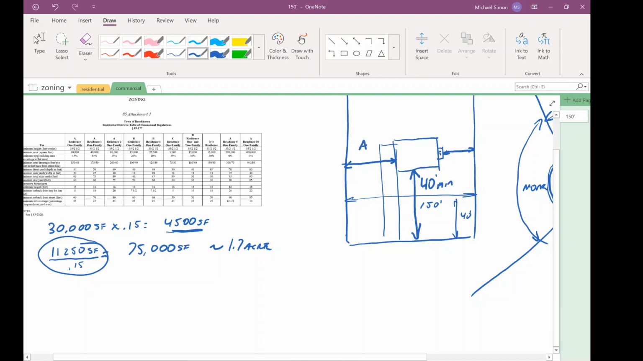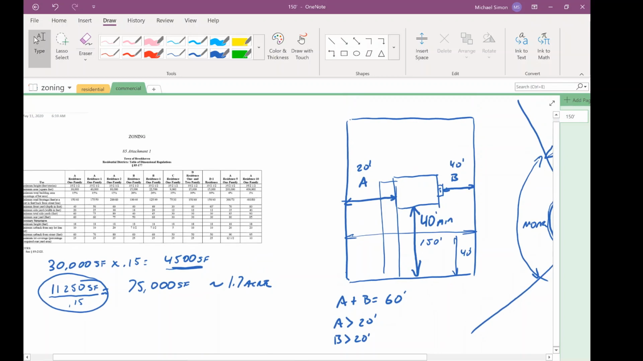Call this dimension A and dimension B. A plus B must be equal to 60 feet or more. And A must be greater than 20 feet and B must be greater than 20 feet. So if this is 20 feet, this has to be 40 feet. If this was 30 feet, this has to be 30 feet or more.